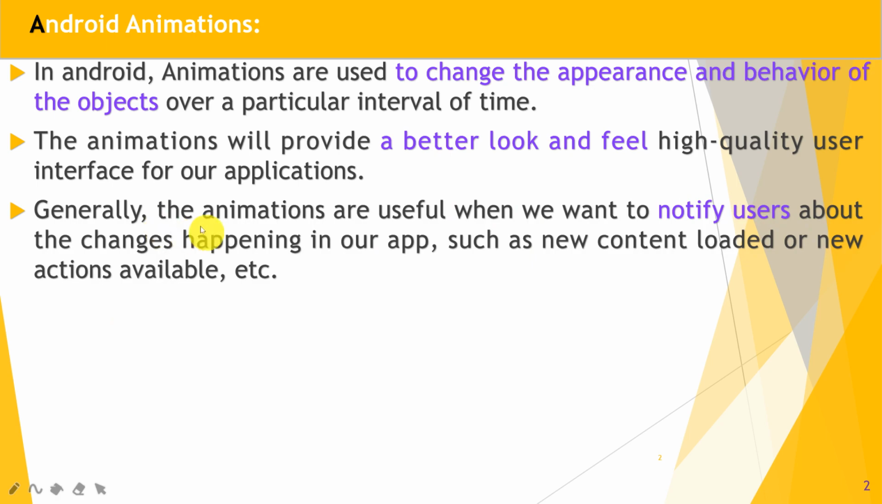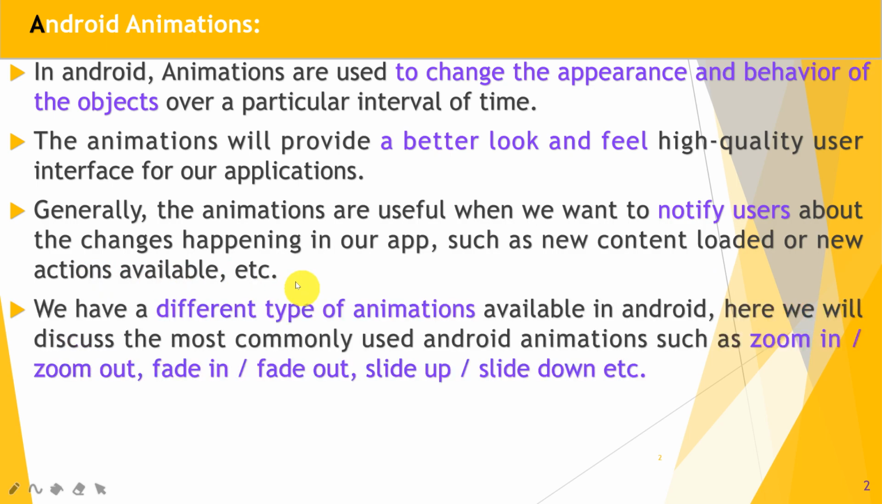Generally, the animations are useful when we want to notify users about the changes happening in our app, such as new content loaded or new actions available, etc. We have different types of animations available in Android. Here we will discuss the most commonly used Android animations such as zoom in, zoom out, fade in, fade out, slide up, slide down, etc.